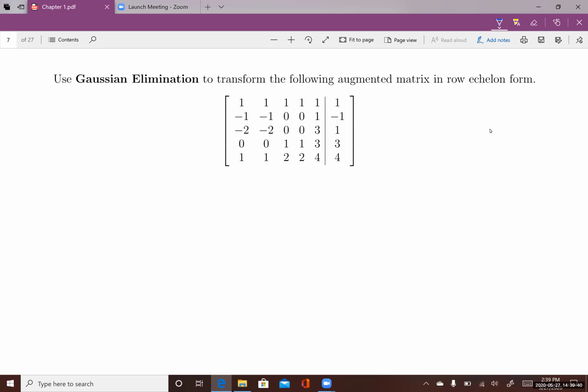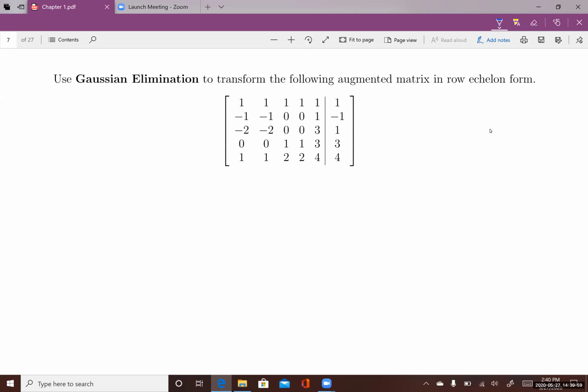That means if you look at the coefficient matrix here, you have 5 rows and 5 columns. That means this is a system of linear equations that has 5 variables and 5 equations. And the last column is the constant column, or the constant matrix.